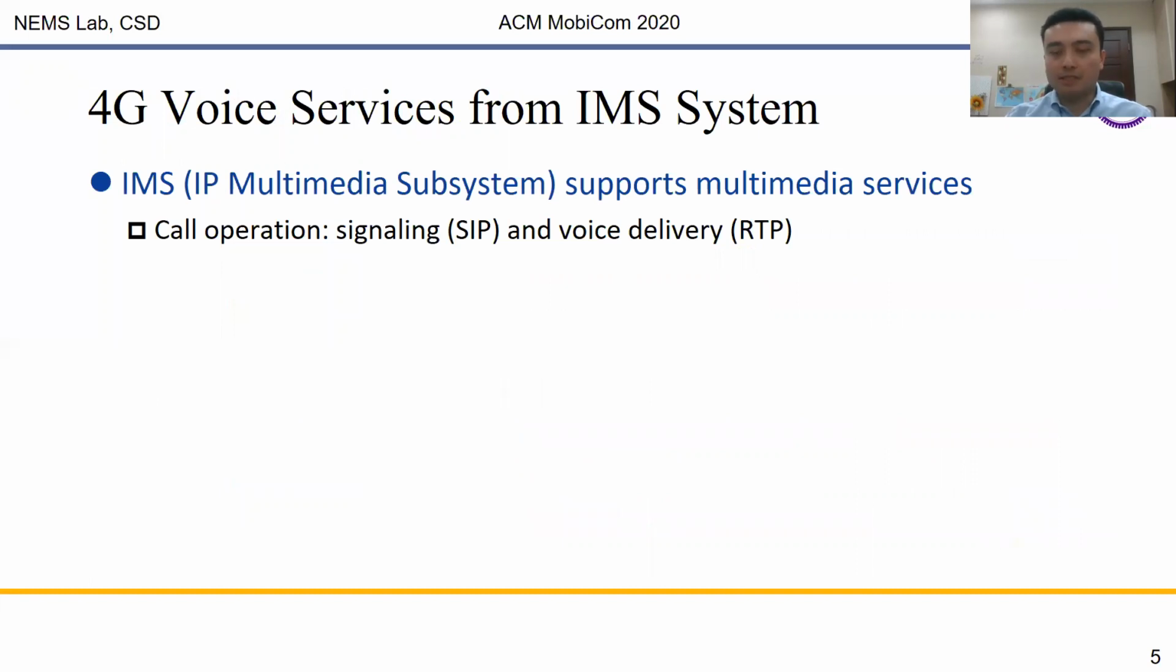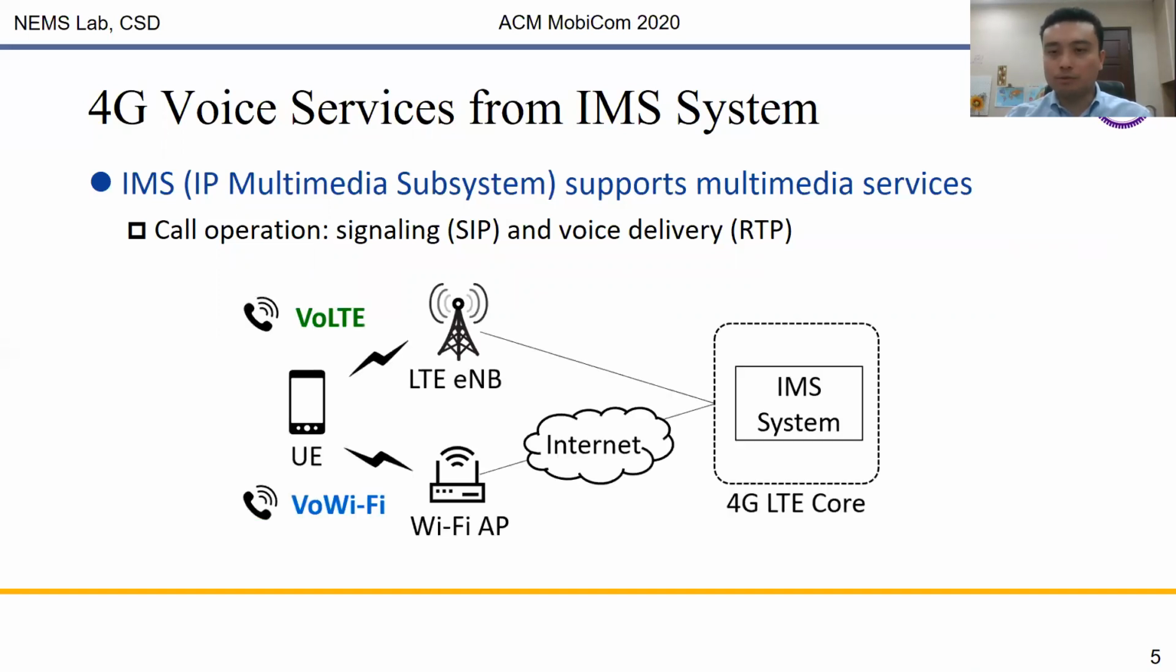4G voice services are supported by a system called IMS. IMS is used to support various multimedia services in the cellular network. For the voice services, the call operations rely on SIP for call signaling and RTP for voice delivery. There are two kinds of 4G voice services. One is VoLTE, where the UE connects to the IMS system through the LTE base station. The other is VoWi-Fi, voice over Wi-Fi. Its connection goes through the Wi-Fi AP and the internet.